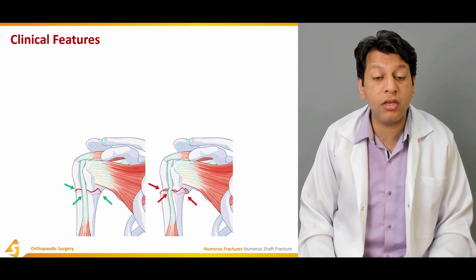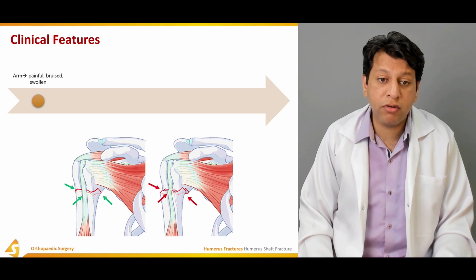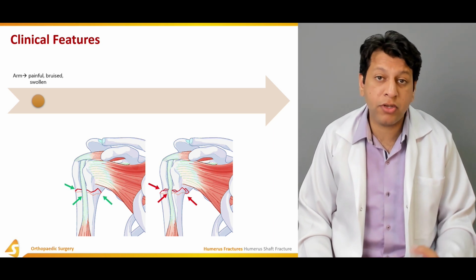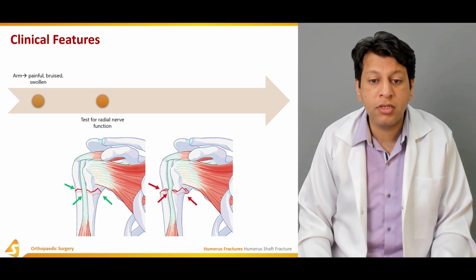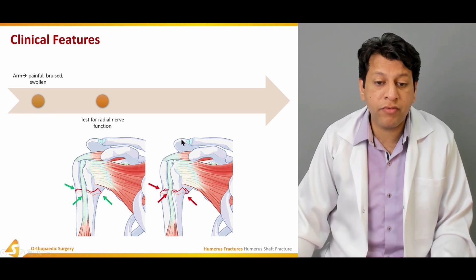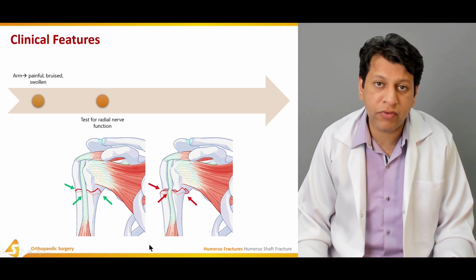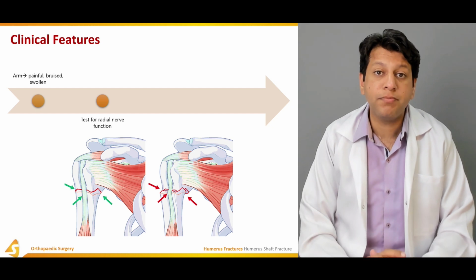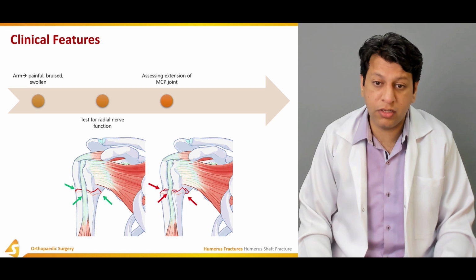Now coming to the clinical features. The arm is really painful, bruised and swollen, and the patient complains that it's mostly in the middle part of the arm. Testing radial nerve function is important because the radial nerve goes transversely through the humeral groove along the mid shaft of the humerus, and usually in a comminuted fracture or in high energy trauma, there may be an associated radial nerve injury.